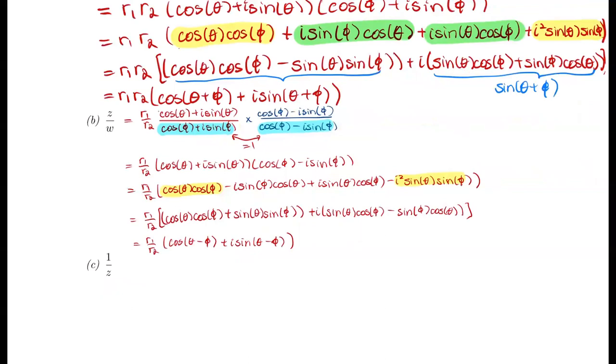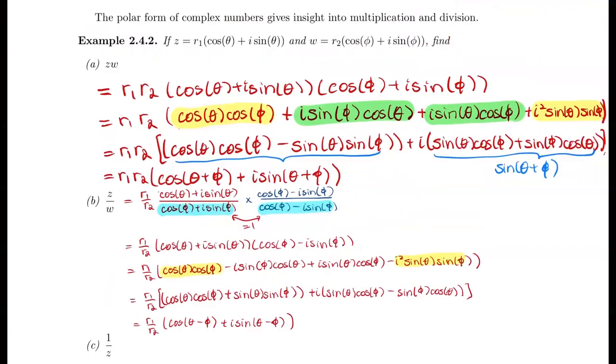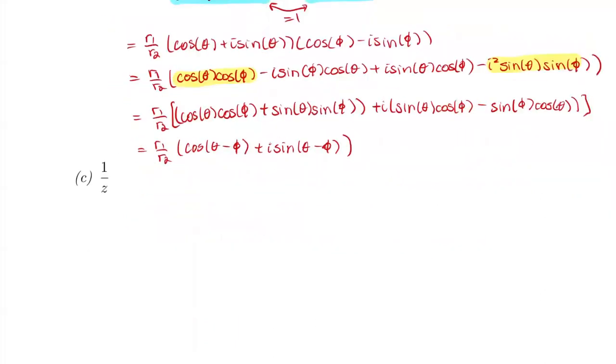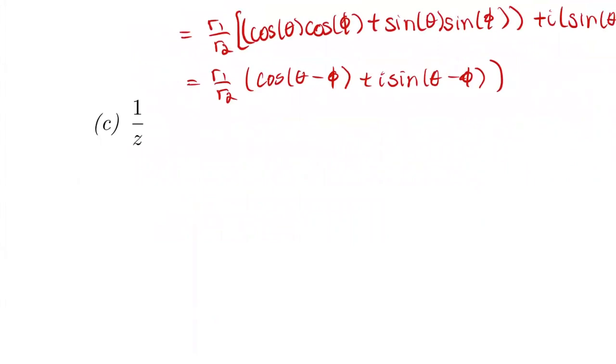And as for the last one, we're going to be deriving for 1 over z as well. So 1 over z, we know that z is equal to r times cos theta plus i sine theta. So let's go ahead and put that in. I'll use a different color. So 1 over z, we know that's going to be 1 over r, and then we also have 1 divided by cos theta plus i sine theta.